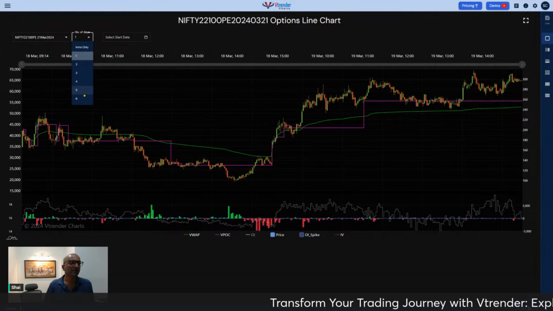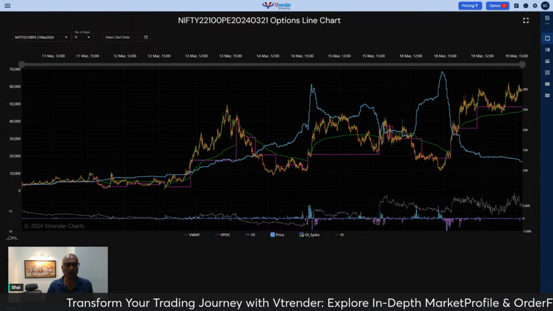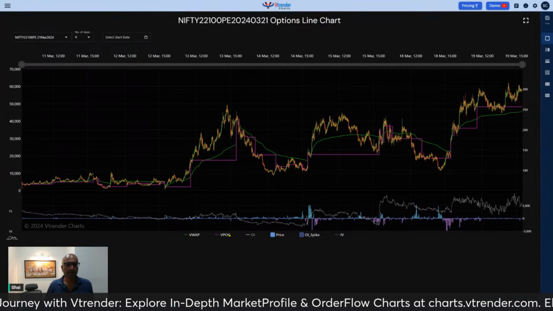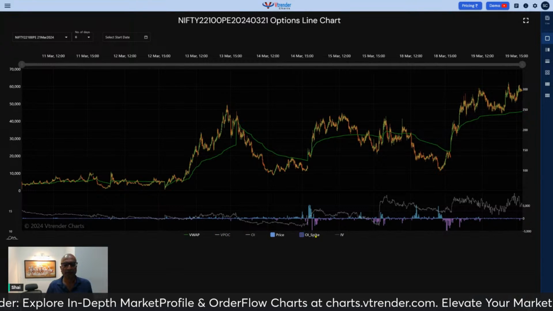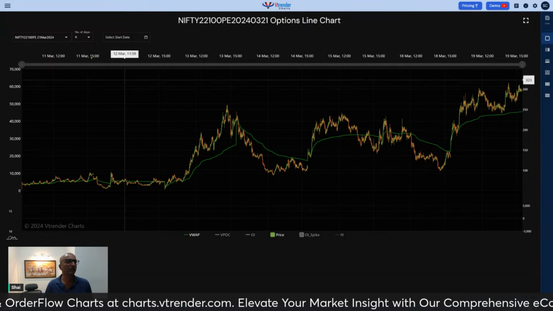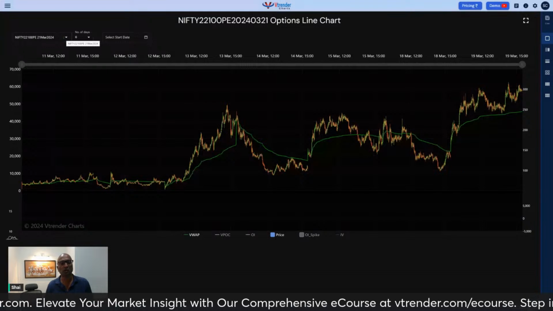Now I just want to point out a few things about the way we use VWAP in option charts, and how best we can utilize this information. So I'll clear this chart up, and if you go into this menu, you can pick up any particular option which you want to trade.